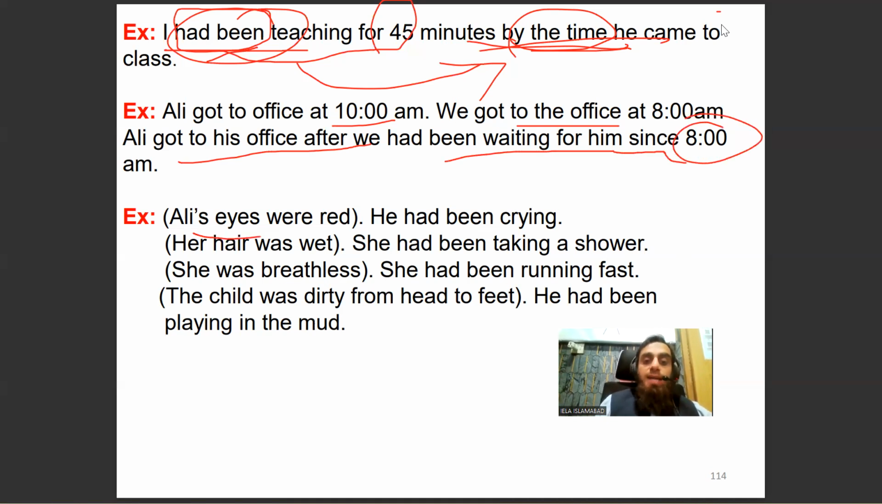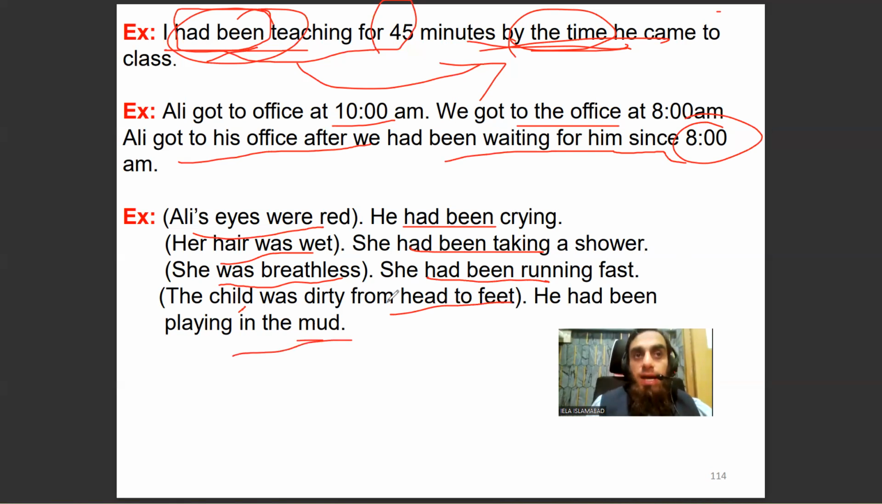Right? Okay, Ali's eyes were red. He had been crying. Her hair was wet. She had been taking a shower. She was breathless. She had been running fast. The child was dirty from head to feet. He had been playing in the mud. His ideas are not very informative. He had been working under the law department, right?